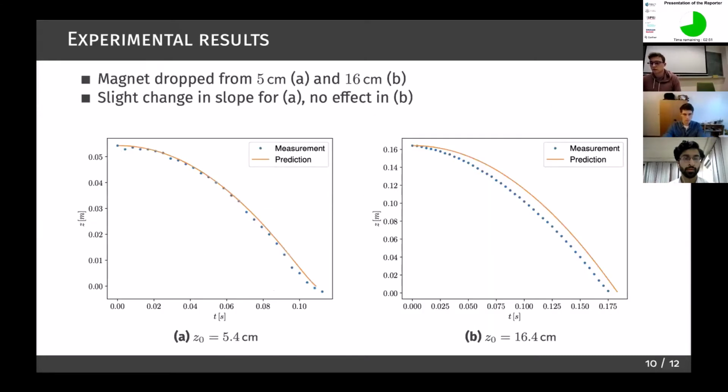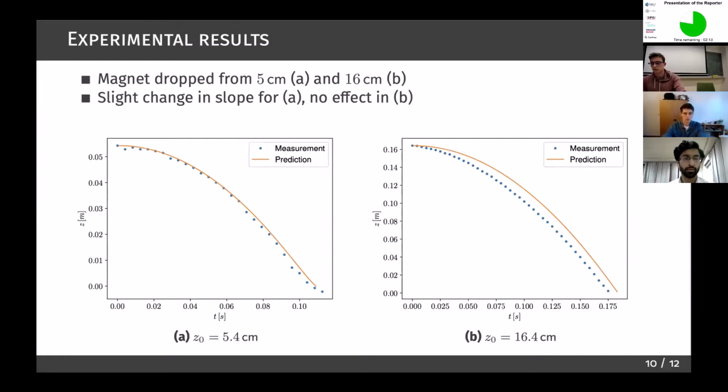So we analyzed the footage when dropped from 5 centimeters and 16.4 centimeters. Now, as you can see in the left graph, there was a slight change in the slope of the graph at the end, which is a result of a slight slowing that we could hear. However, when dropped from higher, like 16.4 centimeters, for example, the magnet showed no real slowing effect.